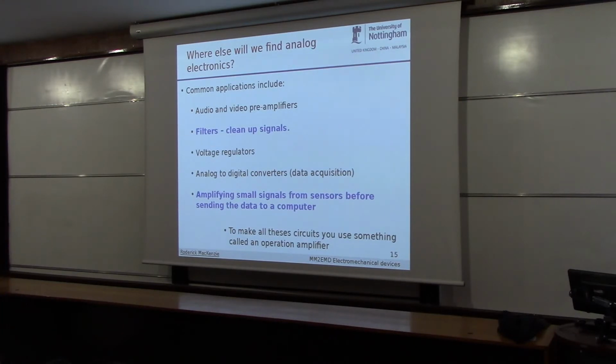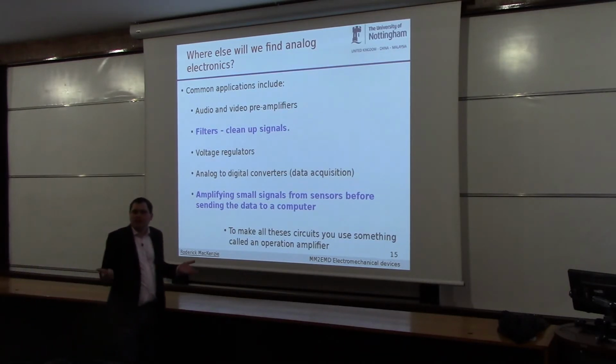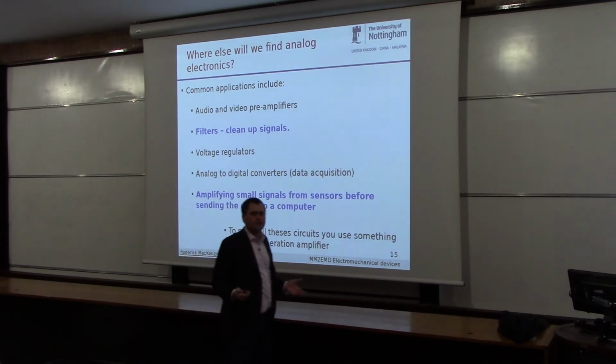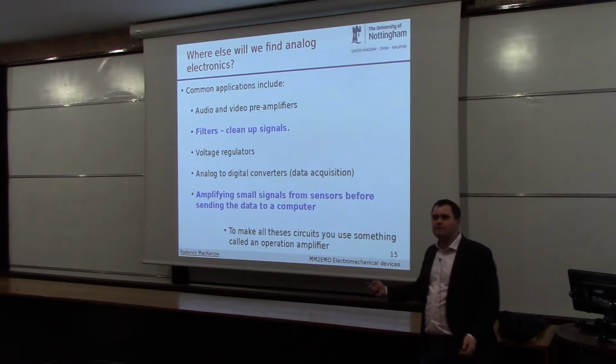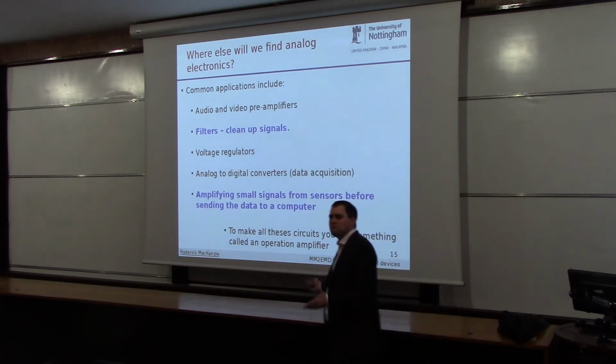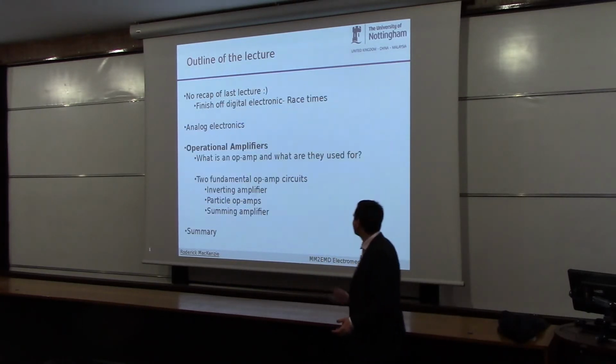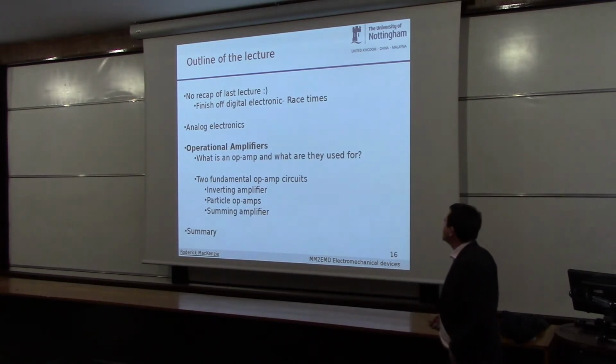And then amplifying small signals from sensors. So analog electronics is all around us, and whenever you want to interact with the real world, you're going to have an analog circuit. It's not all digital. Right, have I convinced you about the importance of analog circuits? Vaguely? Yeah? Good. Right, so here's an overview of today's lecture again.